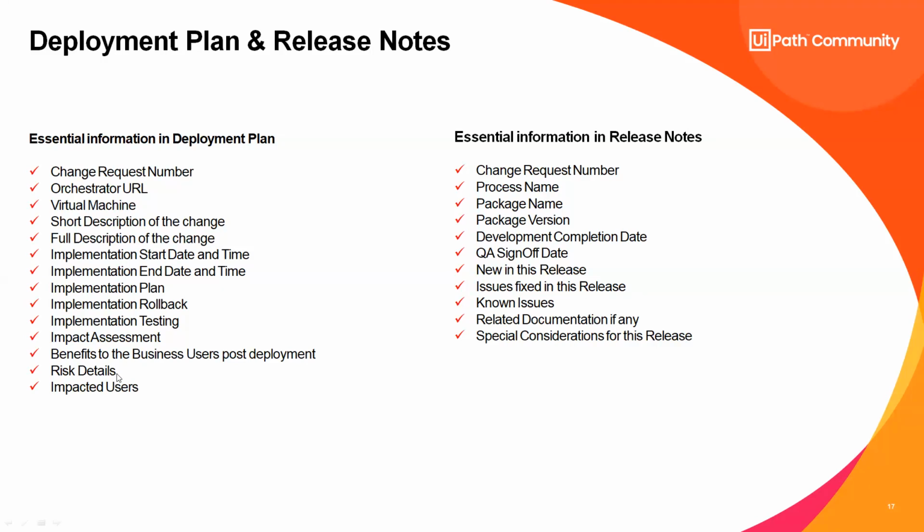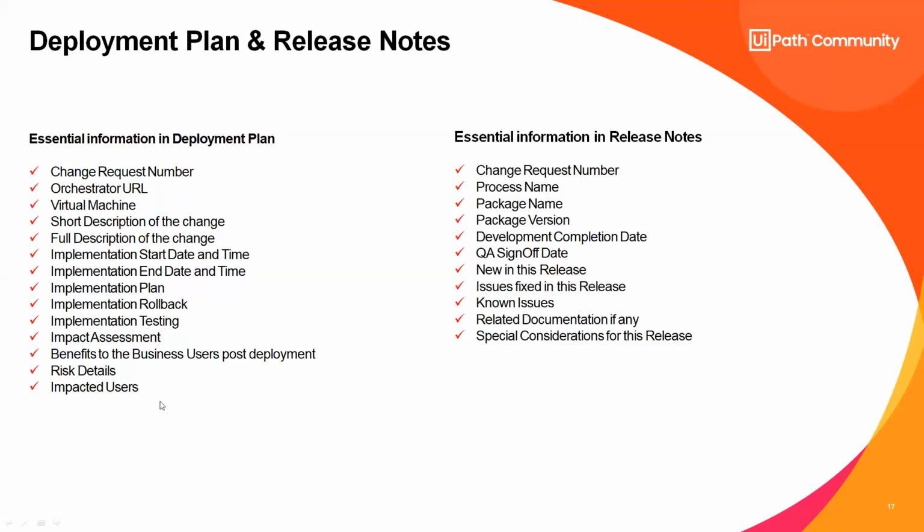Okay, risk details. Risk details say if we have username and password in the Excel file, this is something like a risk. So we need to mention all such kind of details in the change management team. So impacted users, who will be impacted? For example, there are scenarios.